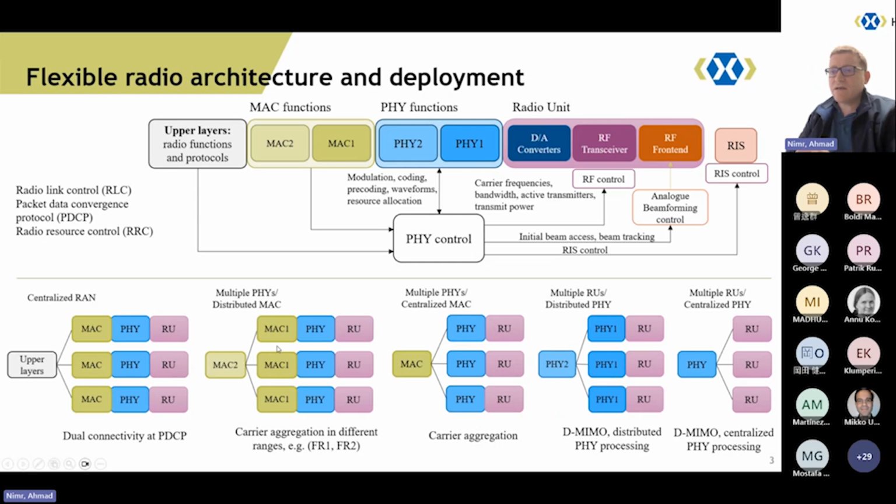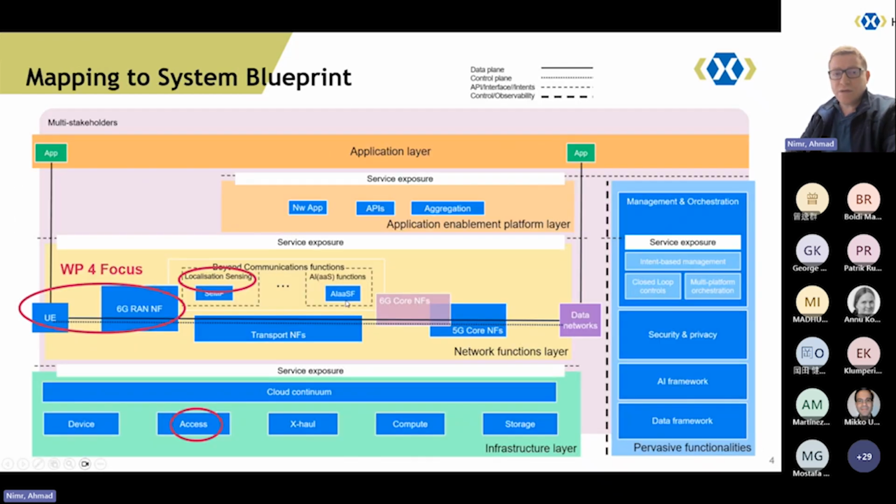So this gives the overall picture of the radio. In relation to the system blueprint proposed by Hexa-X-II, the radio aspects contribute to the access part in the infrastructure layer, and in the network functions layer, they contribute to the RAN functions as well as localization and sensing.